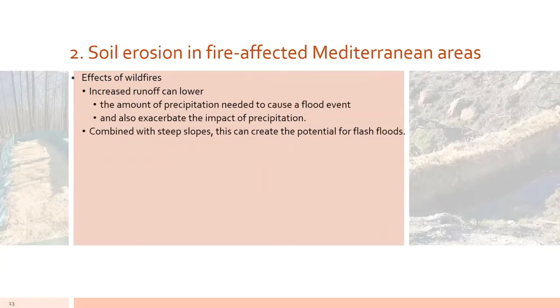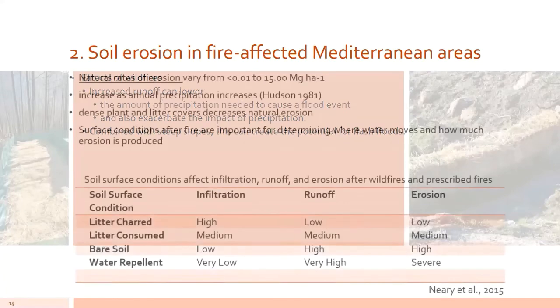Having an increased runoff, we can assist a lower amount of precipitation needed to cause a flood event, and we may also assist an exacerbation of the impact of precipitation. If we combine this with steep slopes, of course, the potential for flash floods is greater.